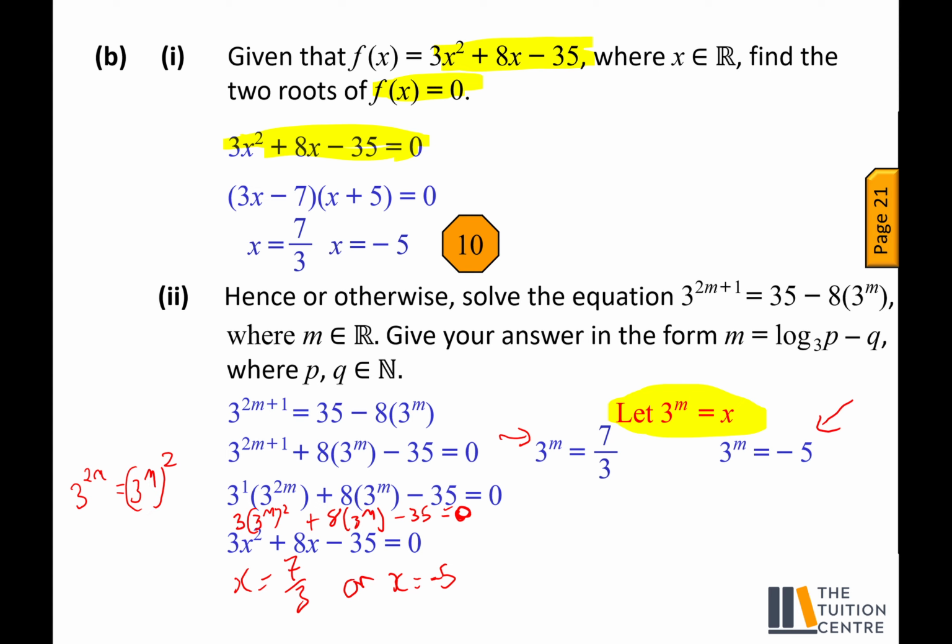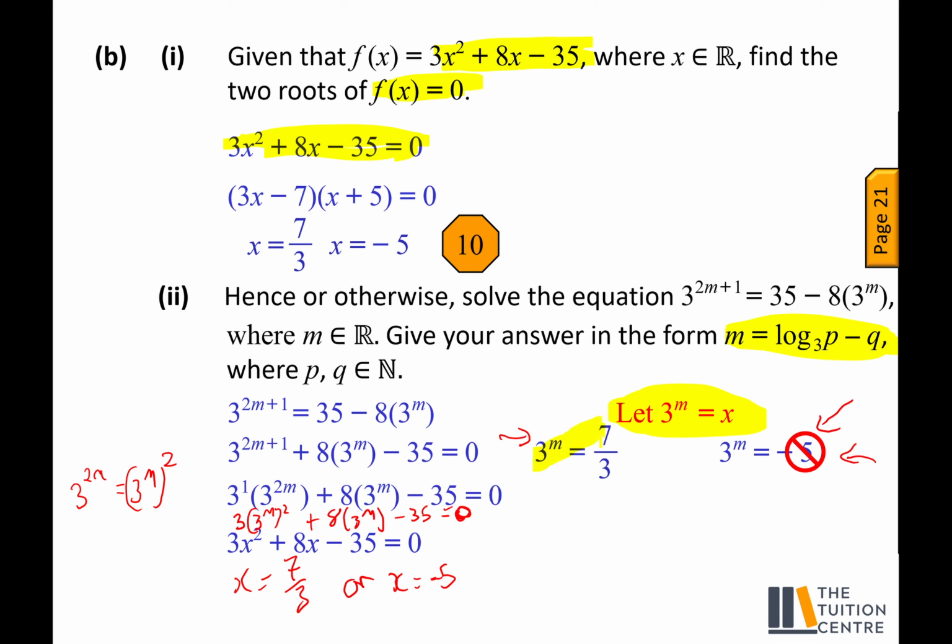So now we have these two answers up here. 3 to the power of m is equal to 7 over 3, or 3 to the power of m is equal to minus 5. We know there's no value of m such that 3 to that value would give you a negative answer, so that one is out. So now we have 3 to the power of m equals 7 over 3. And now we're looking up here at this part, and it says write m in the form of log p to the base 3 minus q.